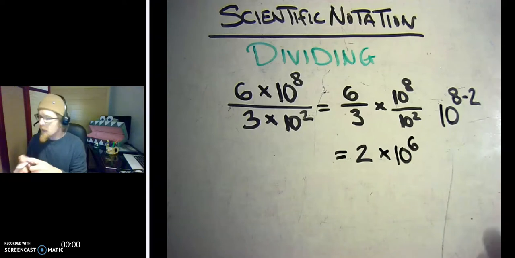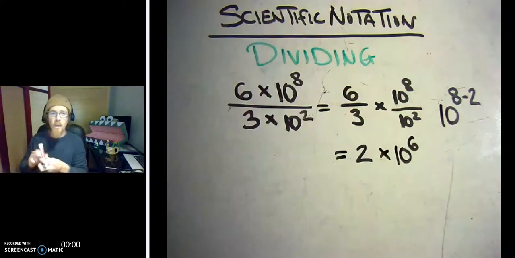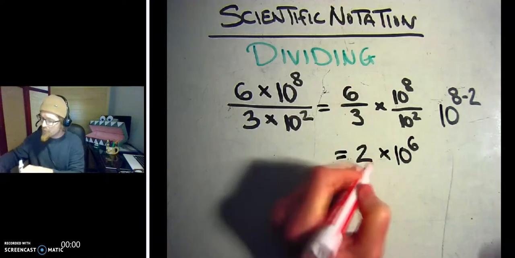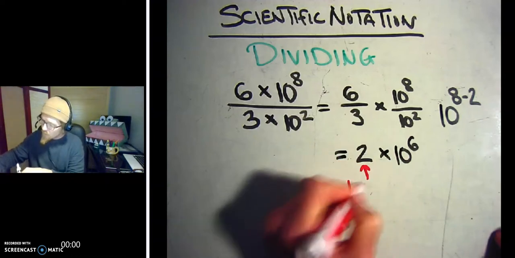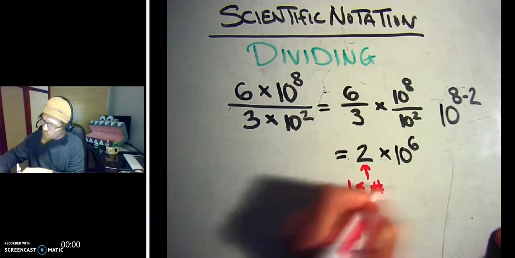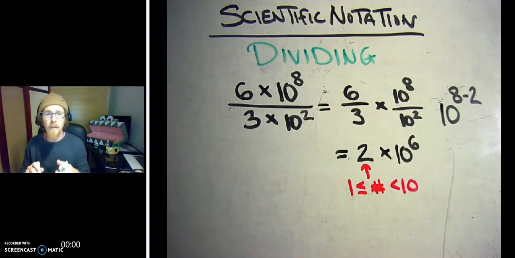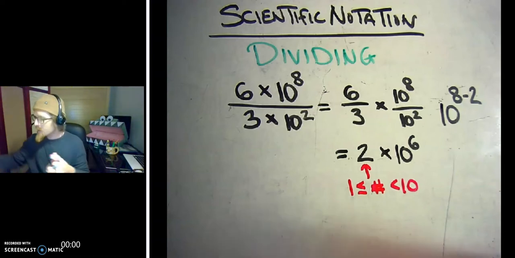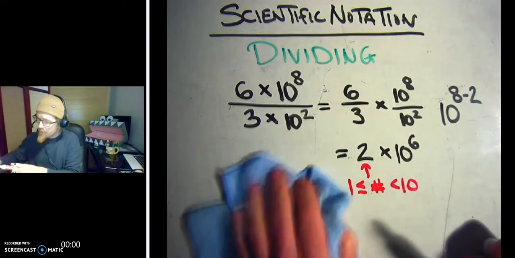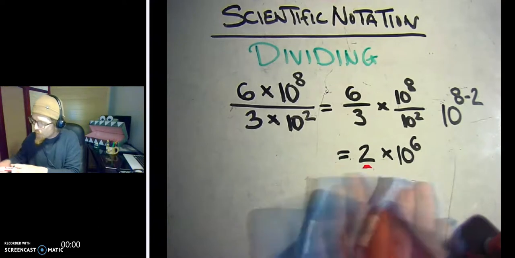And the way I can check that this is in scientific notation is that I need this number to be greater than or equal to 1 and less than 10. And because 2 is bigger than 1 and less than 10, it looks like I'm okay, and I've written this in scientific notation. Now let's check out just another example, just so you can see how this works.